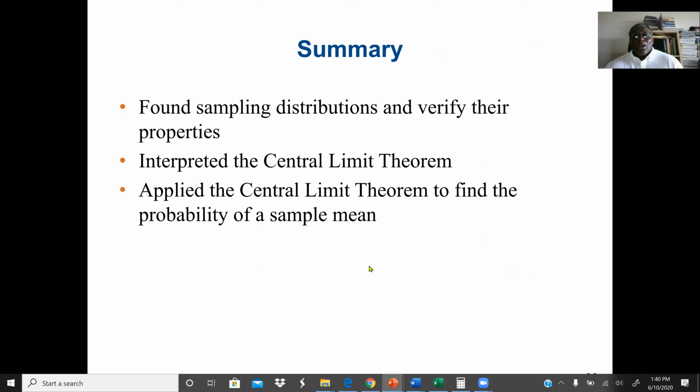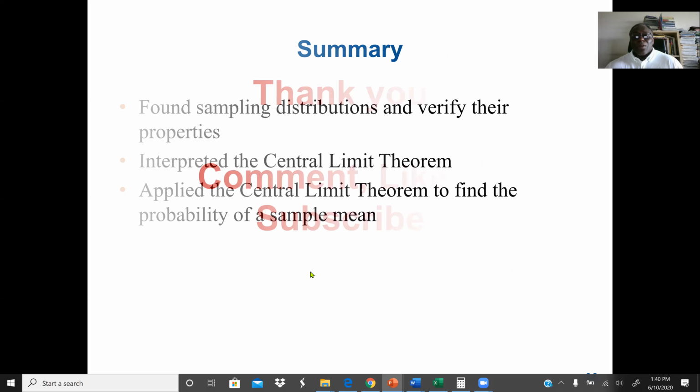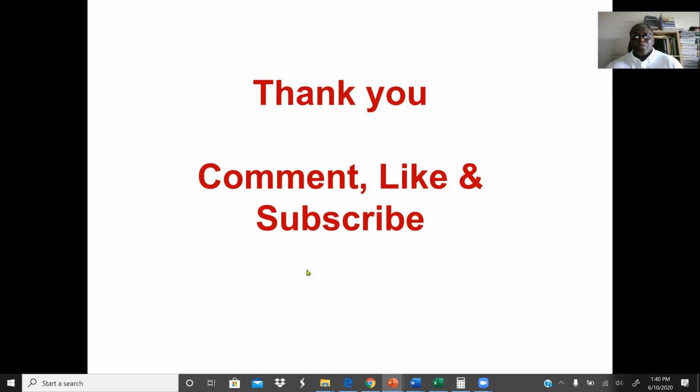So again, this will be the summary of our first lectures in inferential statistics. Our main goal was to go through the central limit theorem and also sampling distributions. So we saw this is the continuation of the normal distribution, the whole concept. So again, I wish you the best and thank you.